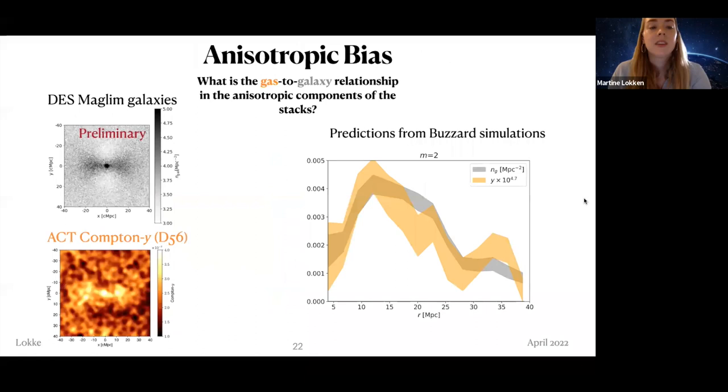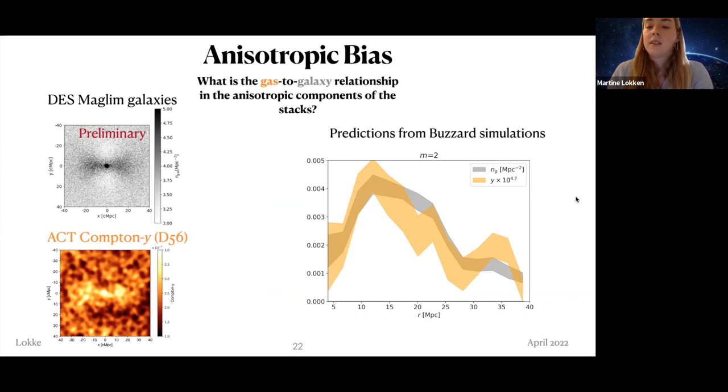And we're also interested in looking at the gas to galaxy relationship in the anisotropic components of the stacks, and using this to move towards a model of anisotropic bias, basically asking, given the presence of galaxies and filaments, what is the gas response to that? And is it different in filaments and in non-filament?